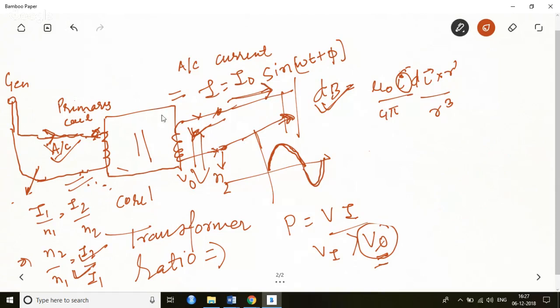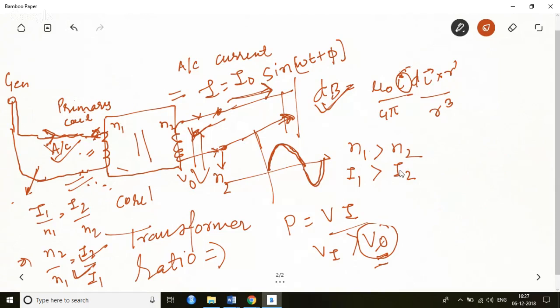So if I have to reduce the current, it means that if N2 coil turns are here and N1 turns are here, and the current has to be lesser in the primary coil, it means that N1 has to be greater than N2. If N1 is greater than N2, then I1 will be greater than I2.